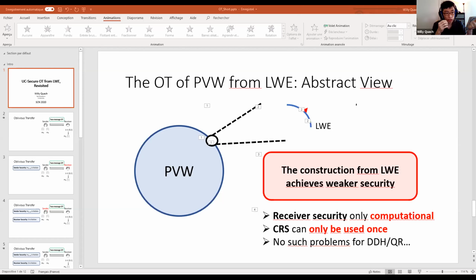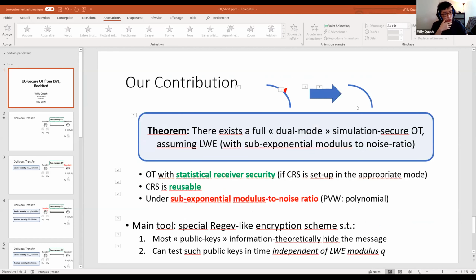And again, I didn't lie everywhere, so you actually don't have such problems for either the DDH-based instantiation nor the QR one. So that's a very LWE-specific problem, and that's kind of strange. Our contribution in this work is to kind of smoothen the edge. We show how to build such a simulation secure OT that can be either statistically secure for the sender or the receiver, depending on some mode.